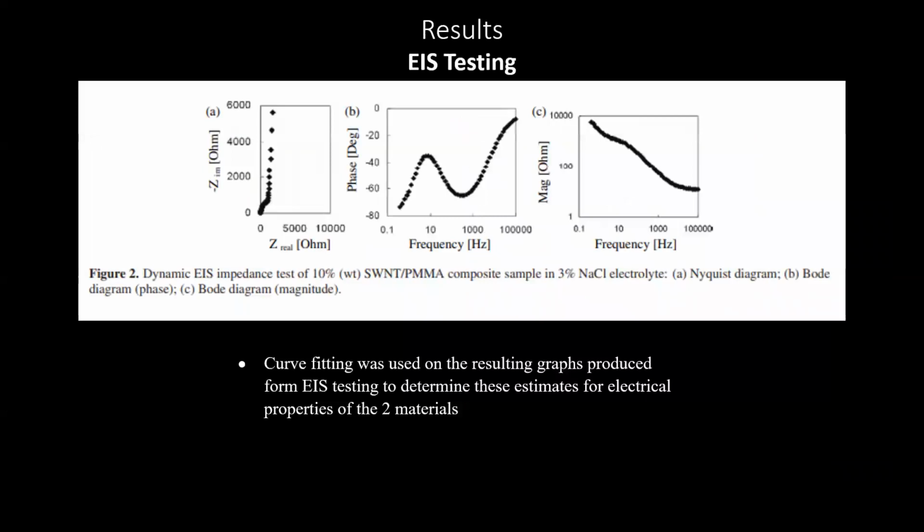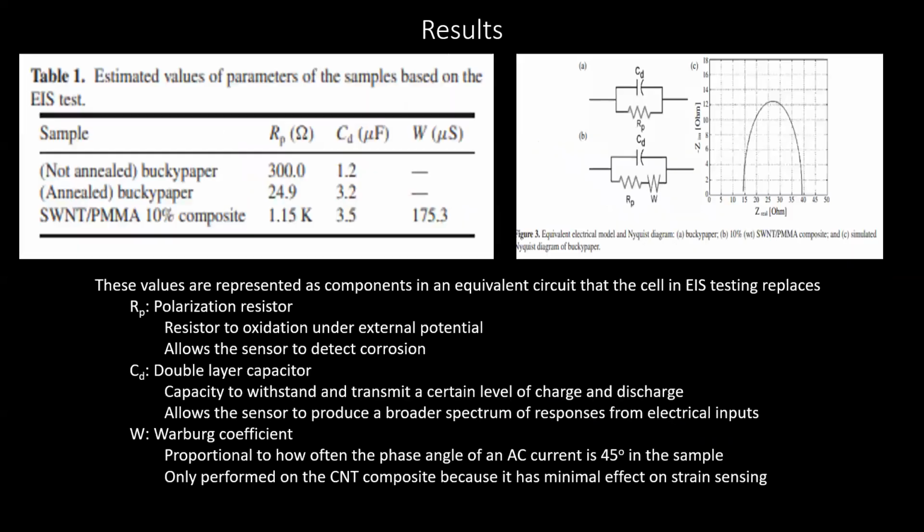These are some of the graphs used for resistance calculation. Average values were used across the trials, and curve fitting was used to produce a usable trend. This is the Randles circuit that was featured earlier. In EIS testing, the sensors were converted into these equivalent components if they were to be put into this circuit: a polarization resistor, a double layer capacitor, and a Warburg coefficient.